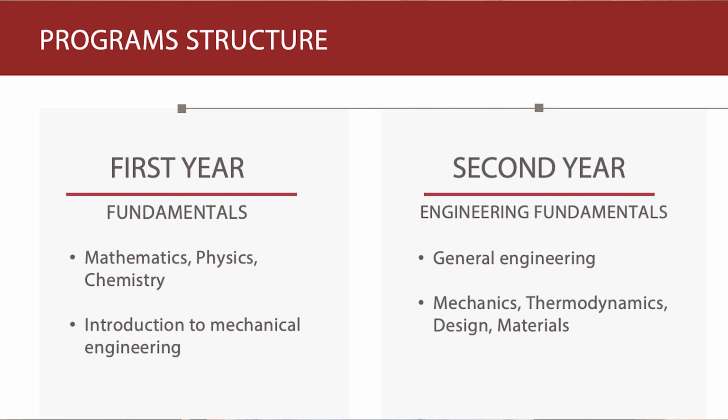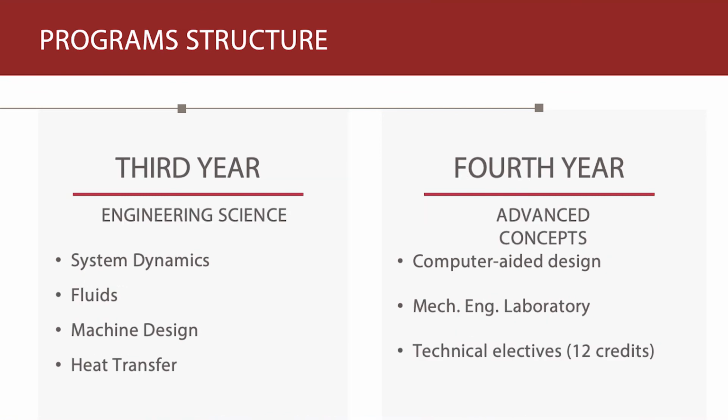Second year, we'll see some general engineering courses on fundamentals, such as mechanics, thermodynamics, design, and materials. Moving on to third year is when you get into the more advanced engineering science courses, such as system dynamics, fluids, machine design, and heat transfer. This will be followed by some advanced concepts on computer-aided design, application of what you've learned in third year in the mechanical engineering laboratory, and a couple of technical electives on more advanced engineering topics.